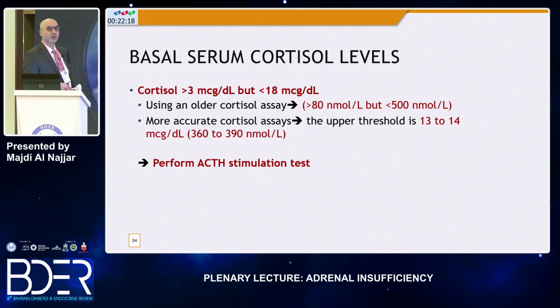The problem we get all the time is that the blood level is between 3 and 18. We have to see then which assay we are using. If you are using the old assay, then your cut point is 18. If you are using the newer ones, your cut point is 14. In this case, we perform an ACTH stimulation test.